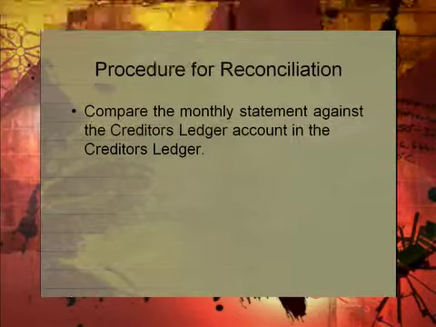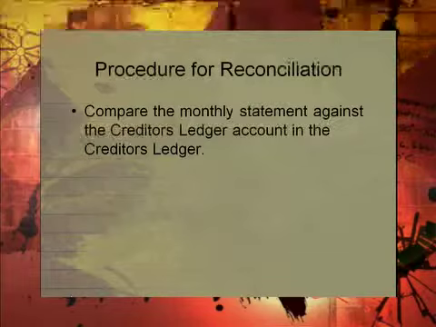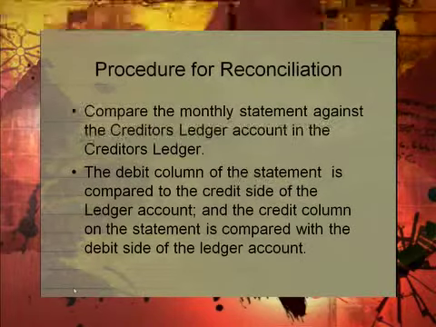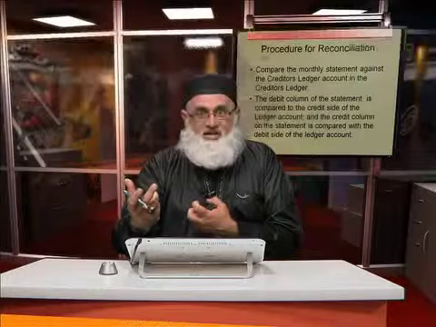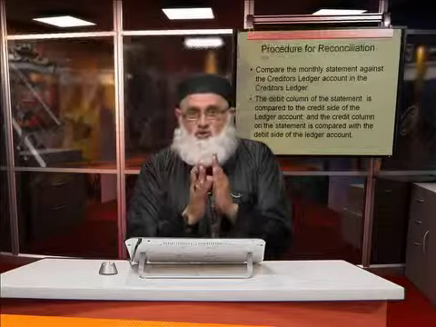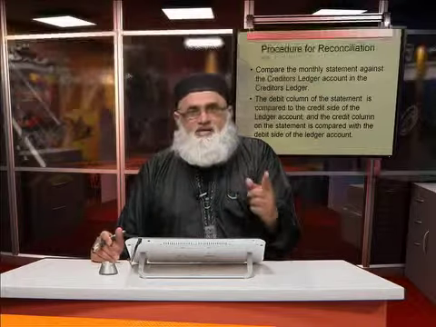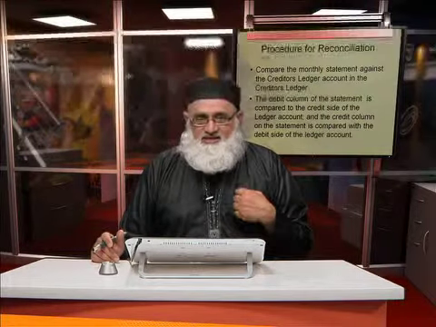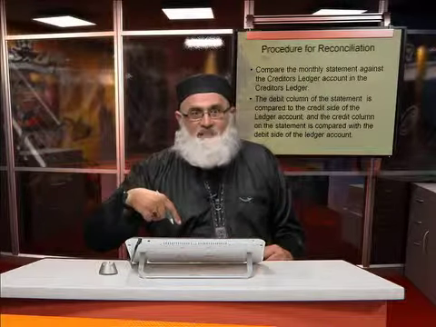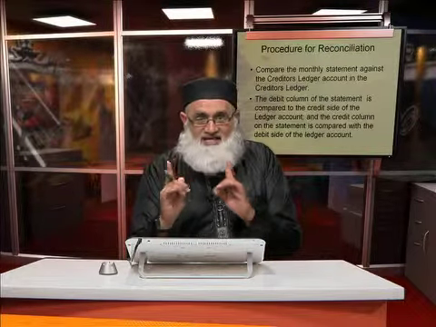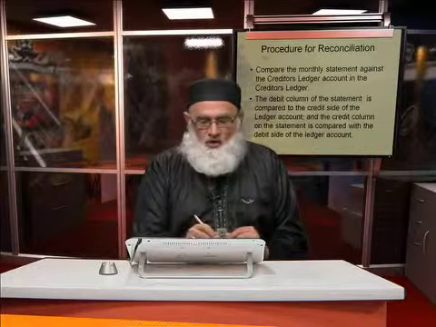What's the procedure? We compare the monthly statement against the creditor's ledger or the creditor's account. Remember, here we're talking specifically about a creditor. Then the debit column of one statement is compared to the credit of the ledger account. Obviously, guys, remember the relationship is that of debtor and creditor, and at all times take into consideration that that person owes us money, that person is our debtor, but that person will say that we are owing money to that business, so we become a creditor. So understand the relationship between your debtor and your creditor.